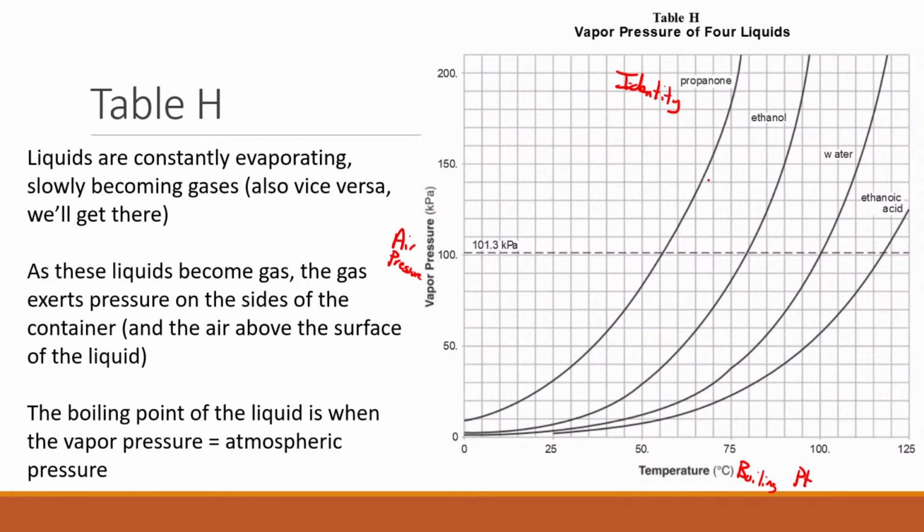If they give you identity and air pressure, you're going to find whatever intersect they're talking about and follow it down, not in a line that crooked, but in a straight line, and find the boiling point. If they give you boiling point and air pressure, you're going to find the intersect and look at the identity. If they give you the identity and the boiling point, you're going to find the intersect and read it across to find the air pressure.